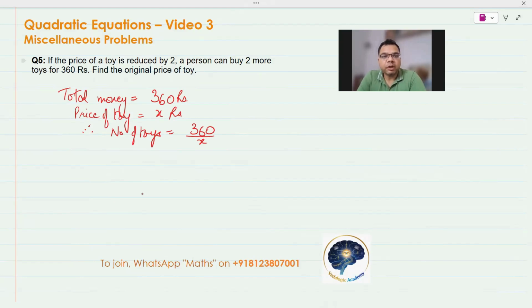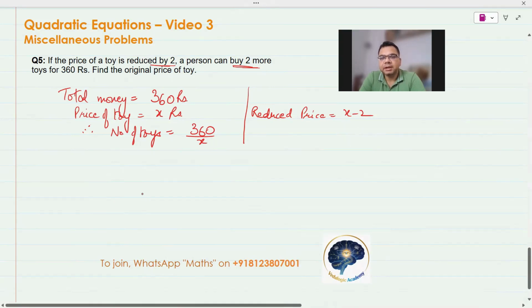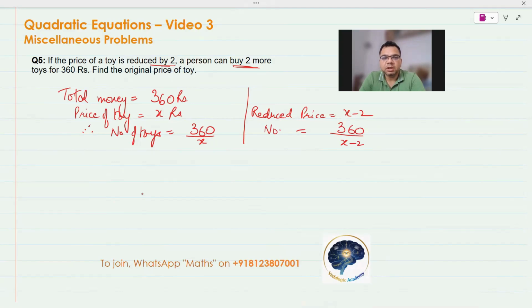Now, if the price of the toy is reduced, so this is the changed part. The reduced price will be x minus 2. So in that case, he will buy 2 more. So the number of toys will be 360 upon x minus 2. Now it is said it was 2 more, right? So 360 upon x minus 2 minus 360 upon x is 2. That's what is given in the question.